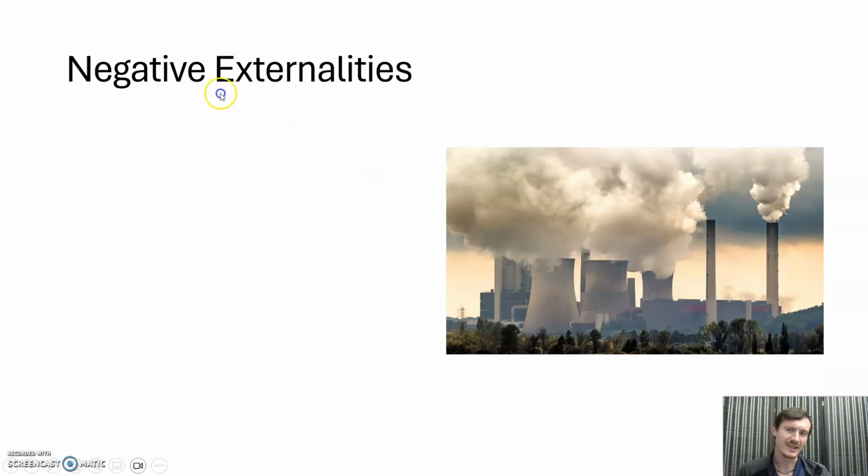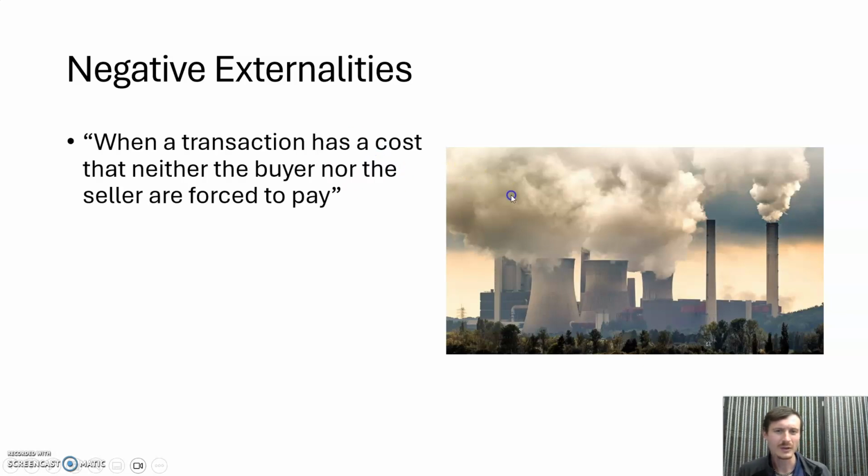We have this concept of negative externalities, right? So we have some sort of transaction, could be any kind of transaction, and as part of that transaction, there is a cost that is not paid by the buyer and not paid by the seller either. So pollution is sort of the quintessential example of something like this, right?